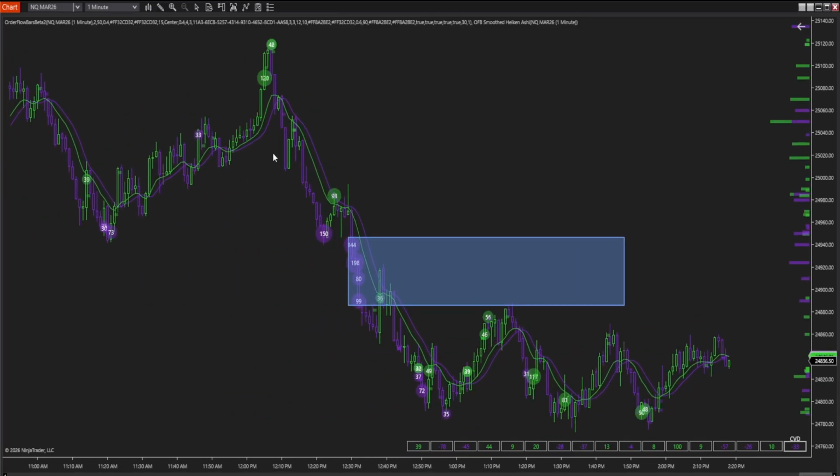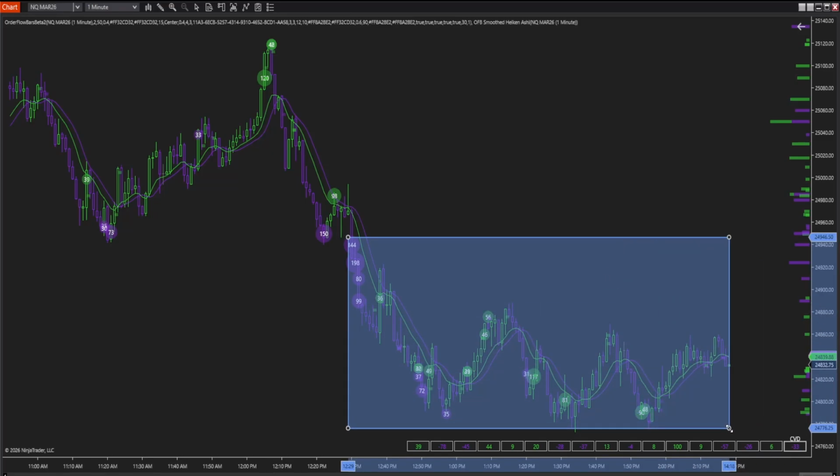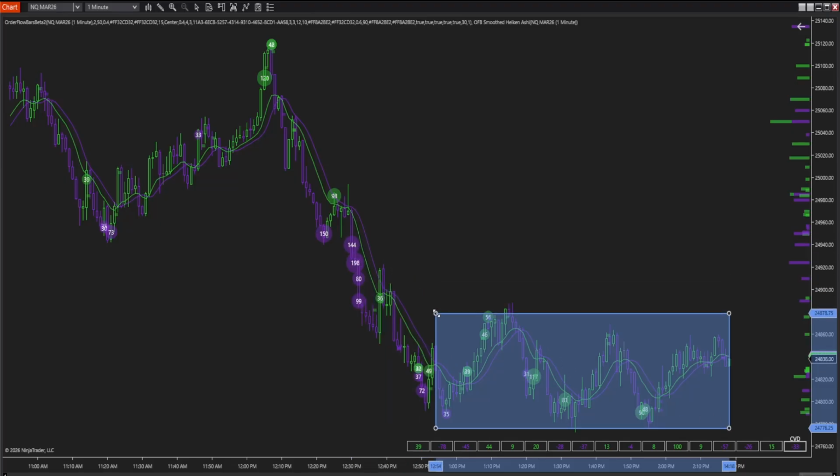Auction market theory is the market needs to find value. The value was to the downside. During auction market theory, the market will search for value and then it finds that value. So it searched for value. The value was to the downside.